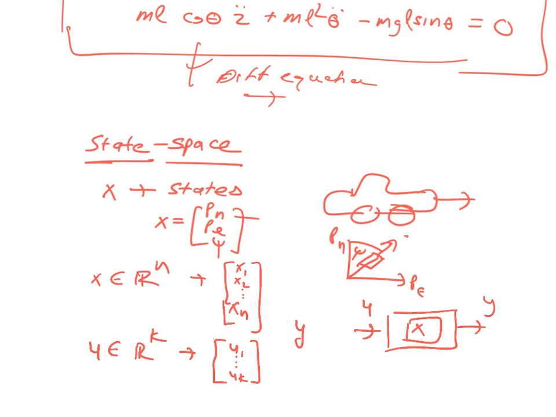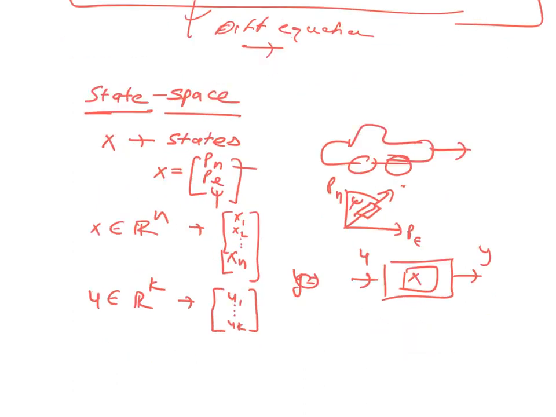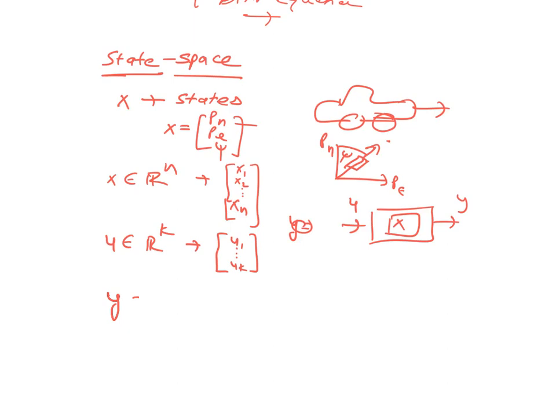And Y belongs to R^m, which means it's an m-dimensional vector, which is Y1 to Ym. Okay, you got it? So we have n states. This will be our convention throughout the course. We have n states. n can be 1, 2, up to whatever. We have k inputs, right? And we have m outputs. Okay, so this is how we define a state space of the system.